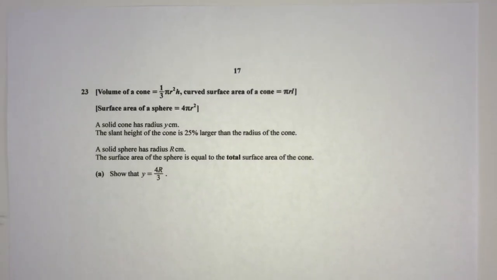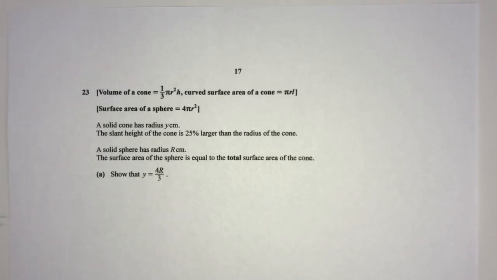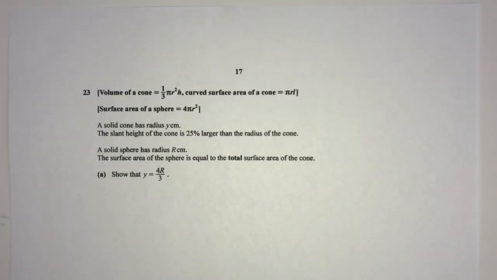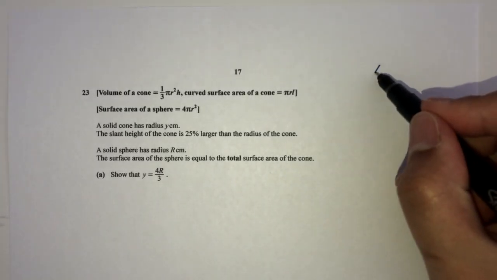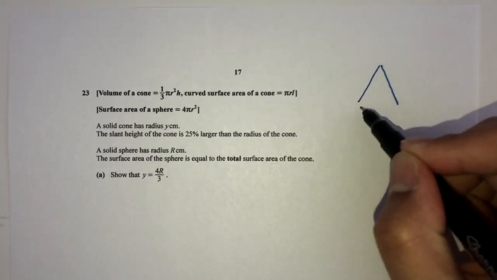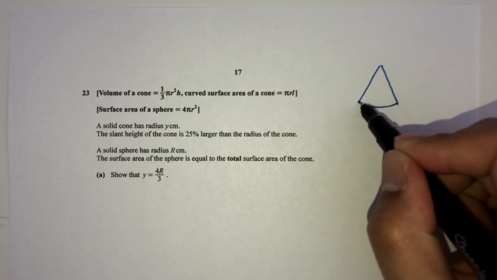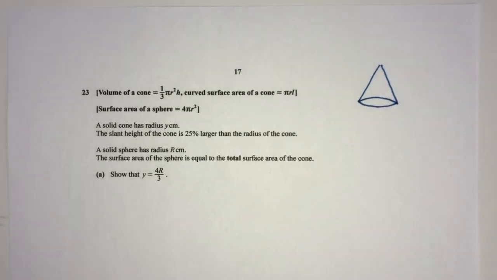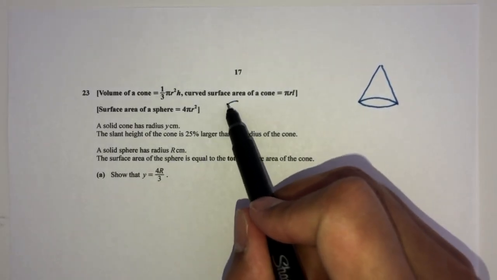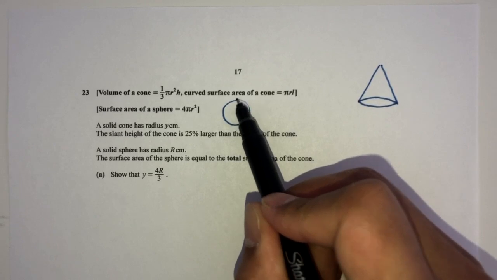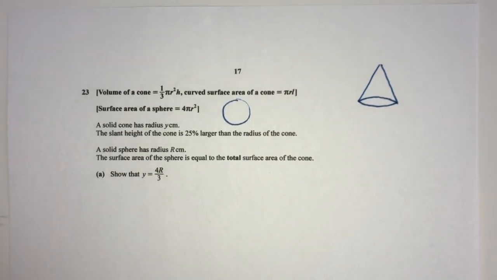Now let's move on to question number 23. So we have the volume of a cone is 1/3 pi r squared h, given to you, and the curved surface area of a cone is pi r l. Okay, good to know. Now I hope you guys know what the shape of a cone is. The shape of a cone is something like this, right? This is a cone. I think you guys have had ice cream in your life, so you should know the shape of a cone.